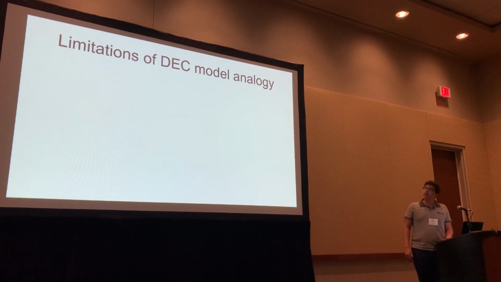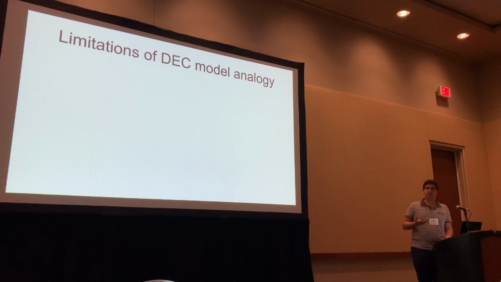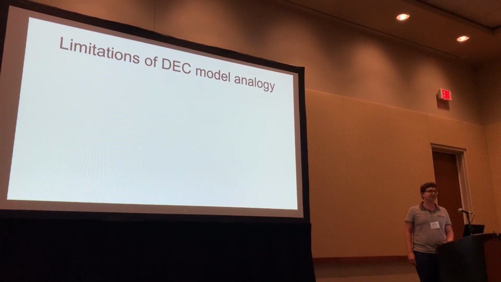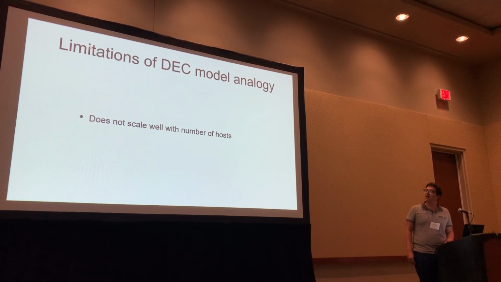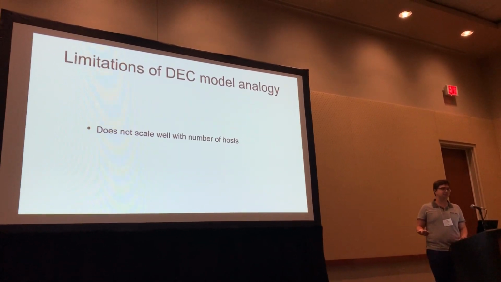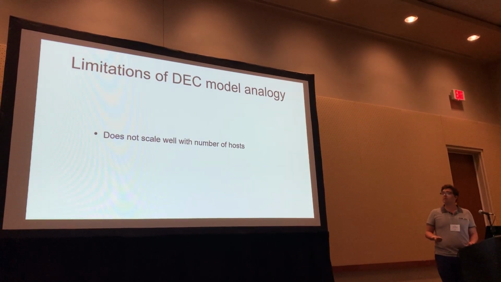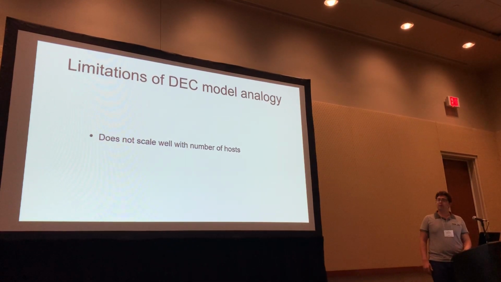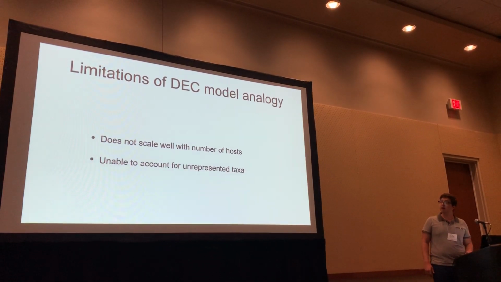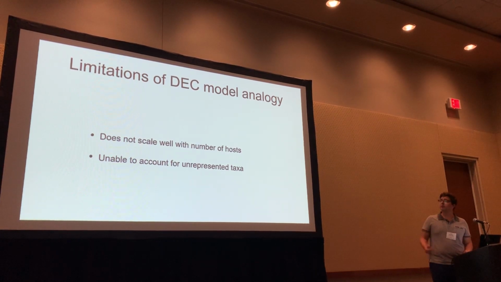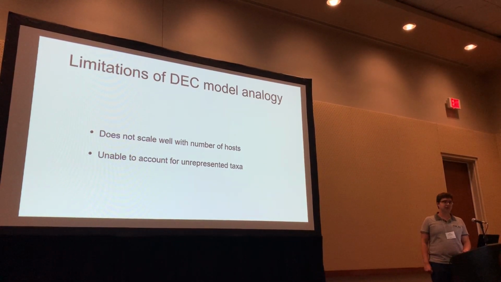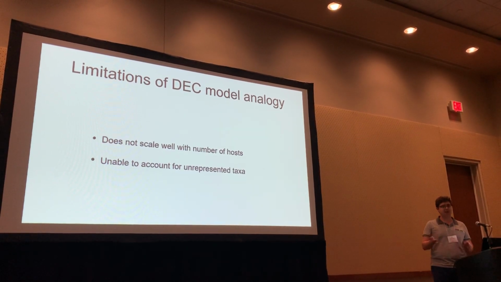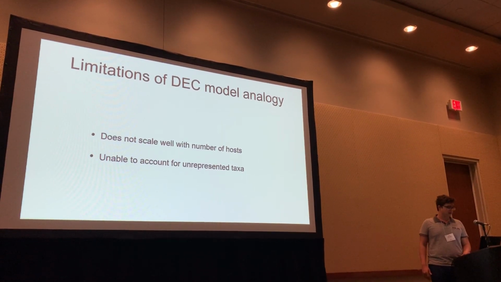And so there are some limitations with this. So far I haven't really shown that it works very well, so more simulation I think is needed. But also, one reason I used only 8 tips was it does not scale well at all with the number of hosts, and it's very difficult to get the model to run with more tips than 8. We're also still unable to account for these unrepresented taxa, which I think is a pretty big limitation in these cases, where we might expect those taxa to have some amount of effect on what's going on.